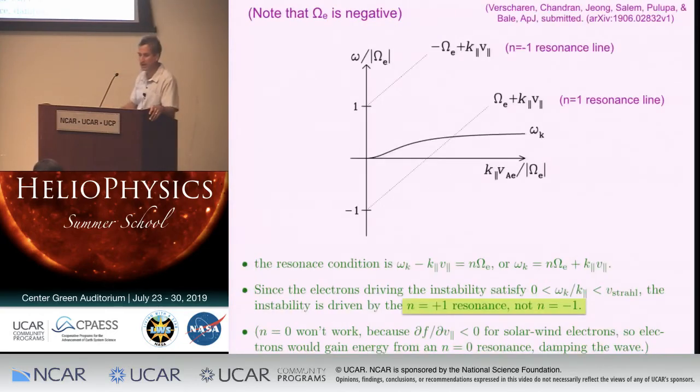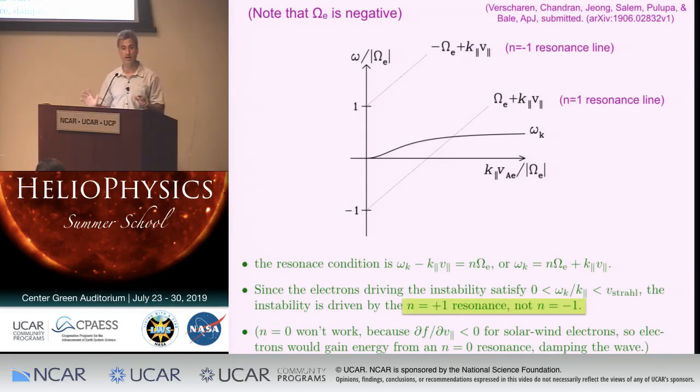Let me go back for a second. If we were, for example, as in your suggestion, to consider n equal two, n equal three, et cetera, we'd have resonance lines like this that are shifted downward and to the right. And we'd be moving out to ever higher k values. We could eventually get to k values that, even at low beta, satisfied k perp rho electron is of order unity. But we don't want to actually go that far because those electrons are going to be damped.